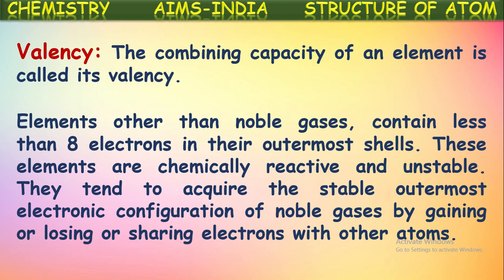So we can say these elements are chemically more reactive and least stable, highly reactive elements. They tend to acquire the stable outermost electron configuration of noble gases either by gaining or losing or sharing electrons with other atoms. So as they do not have 8 electrons in the outermost shell, they also will try to attain 8 electrons in the outermost shell by one of these, either by gaining electrons or by losing electrons or by sharing electrons with other atoms.